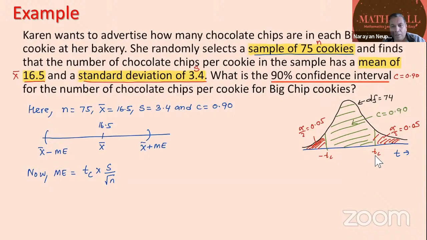So now, in order to find that t critical, we use inverse t in our calculator. The area in the green is 90%, the area in the red is 5%. So 90 plus 5, 95% area is on the left. 0.95. That's one way of looking at it. The other way is this. See, here is your t critical. The area on the right is 5%. If the area on the right is 5%, the remaining area is 95%. So 0.95. Then you have to write the degrees of freedom, which is 74.